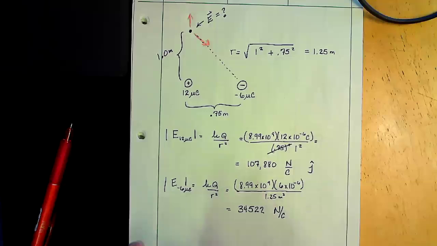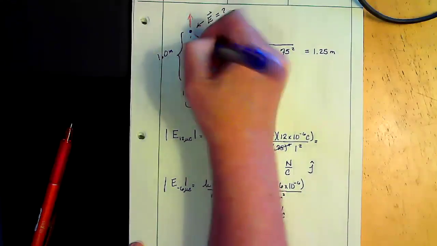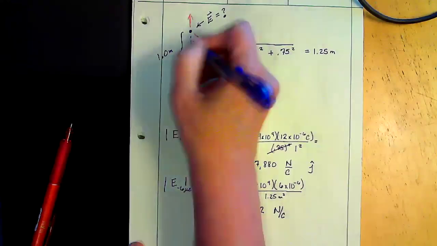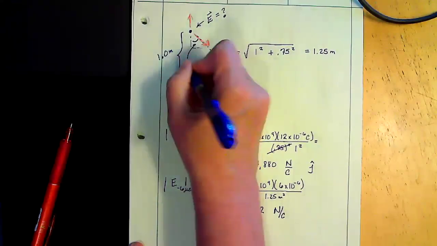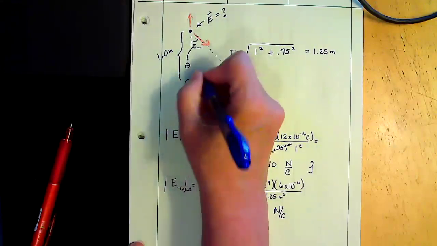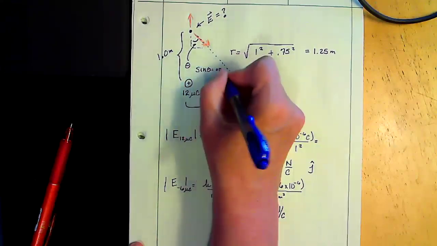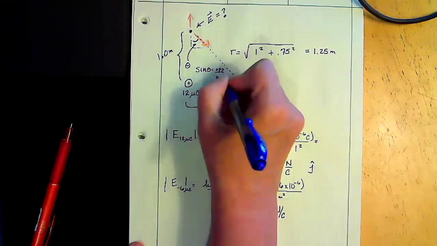So that part is fairly easy to deal with. This one, however, not so much. So I've got to do my components here, and we've got to figure out that angle. So we've got to figure out this angle and remember our trigonometry, right? So the sine of the angle is going to equal the opposite over the hypotenuse.